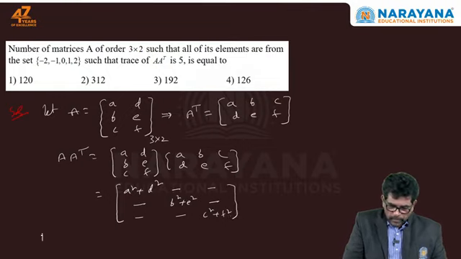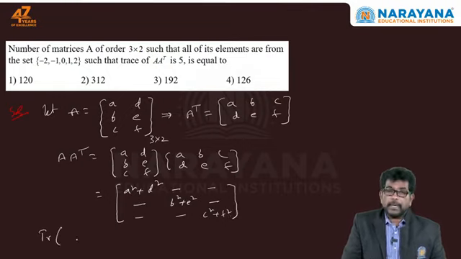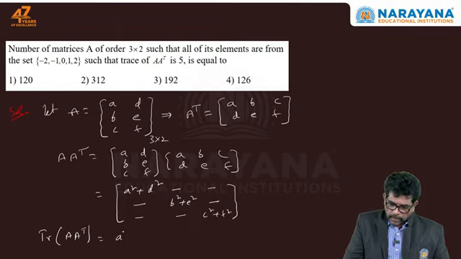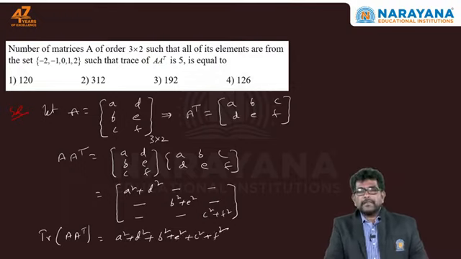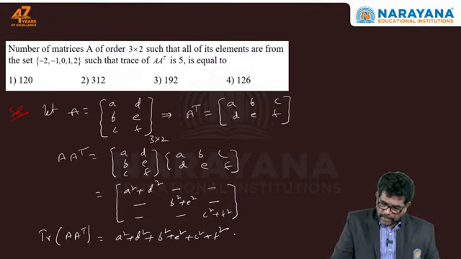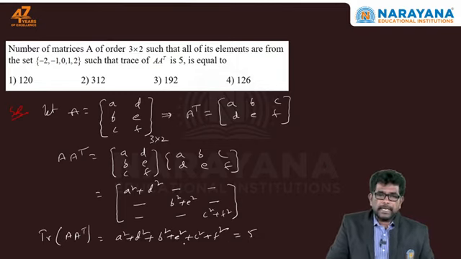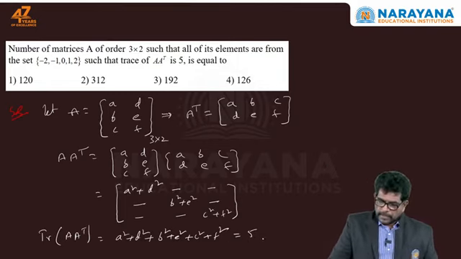Now trace is denoted by TR. Trace of A into transpose of A is equal to A square plus D square plus B square plus E square plus C square plus F square. This trace is given as 5. So the sum of the squares of these 6 elements is equal to 5.